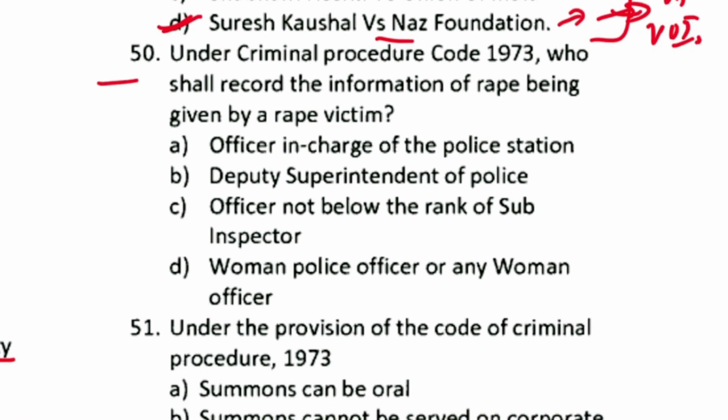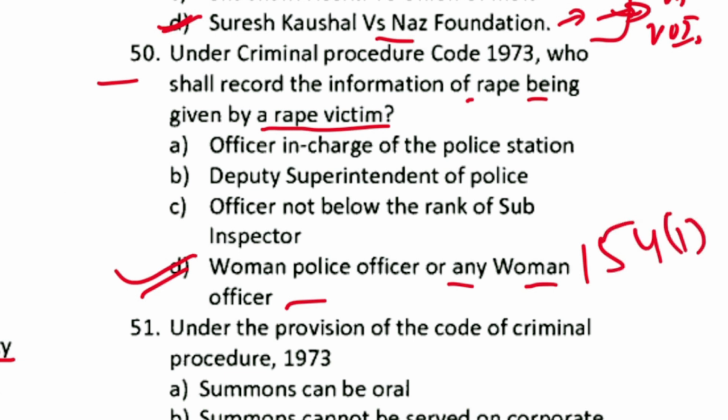Next is 50. Under CrPC, who shall record the information of rape being given by a rape victim? A woman police officer or any woman officer? D is the answer. And where is this mentioned? In section 154, subsection 1, proviso.